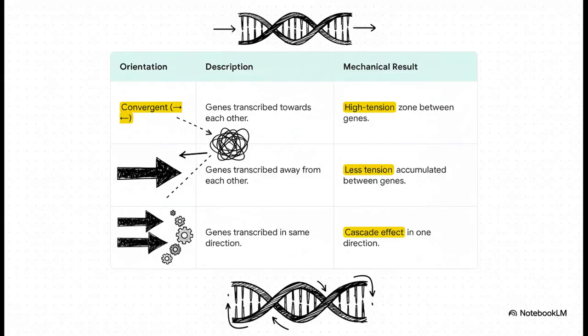And this is the whole shebang right here. The physical arrangement of the genes, how they're oriented on the DNA strand, matters a lot. If two genes are pointed towards each other, their twisting forces literally smash into each other, creating this super high-tension zone. If they point away from each other, those forces just kind of spread out and disappear. And if they're lined up in the same direction, one gene's twist can kick off a chain reaction in the next one. It's a mechanical language written in pure physical force.